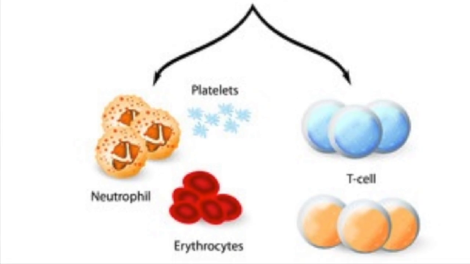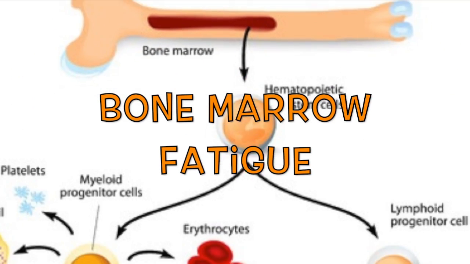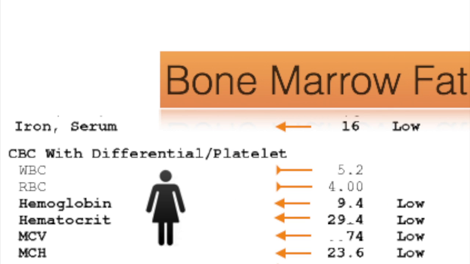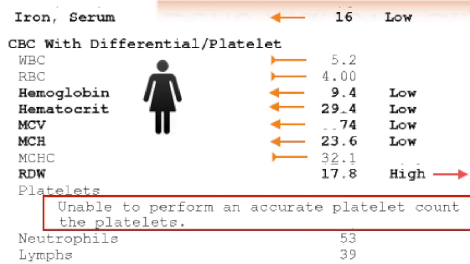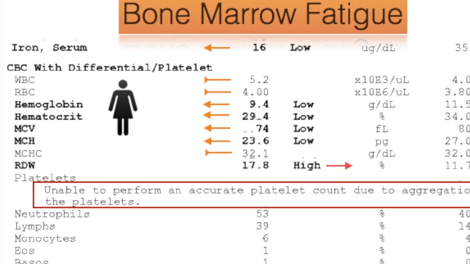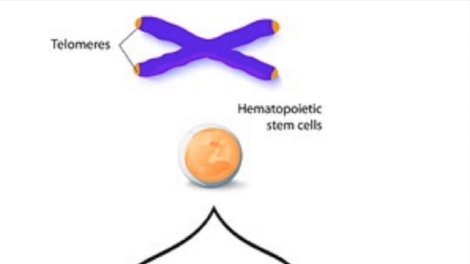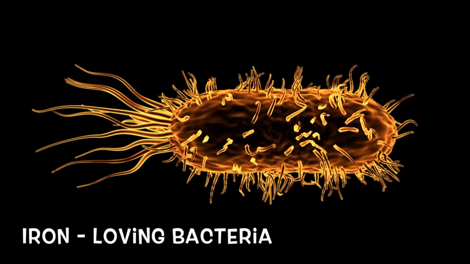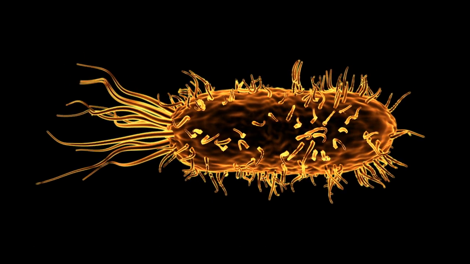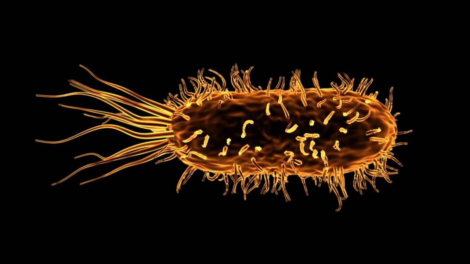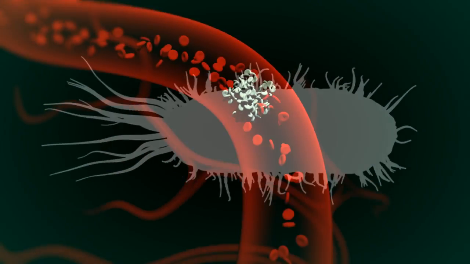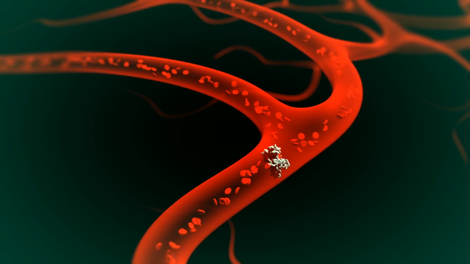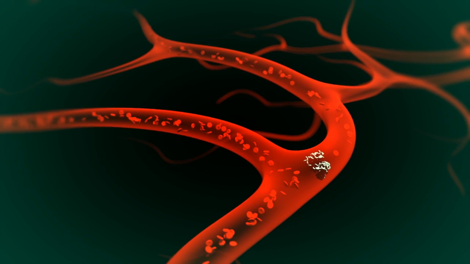Anemia of chronic inflammation is a result of bone marrow fatigue. This lab reports iron of 16 and a low red blood cell indices with high RDW. If iron deficiency anemia is the only anemia considered, iron supplements will support ferrophilic bacterial overgrowth, further exacerbating the patient's symptomatology. It should also be noted that an accurate platelet count was not possible due to aggregation of the platelets.